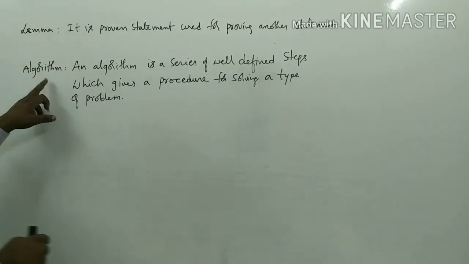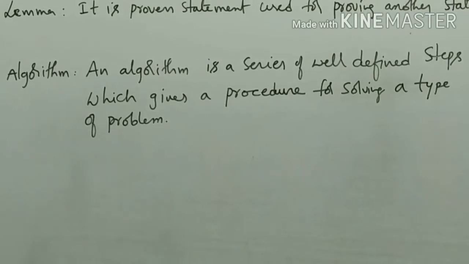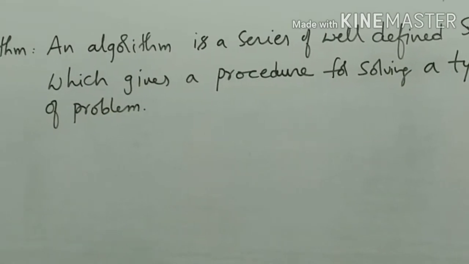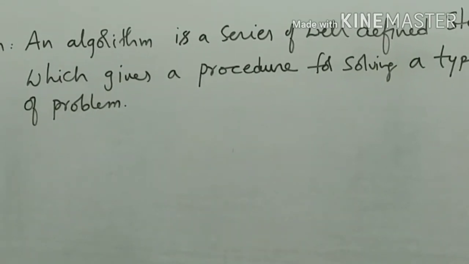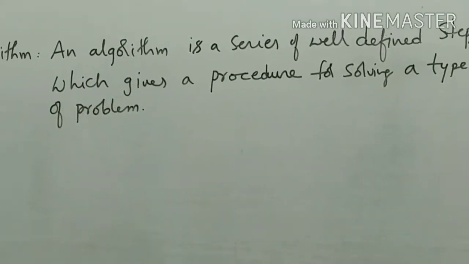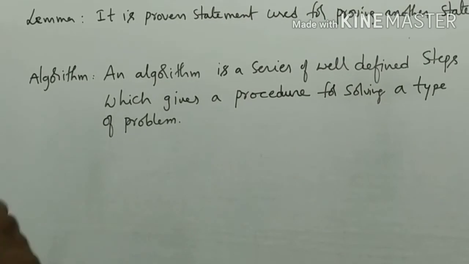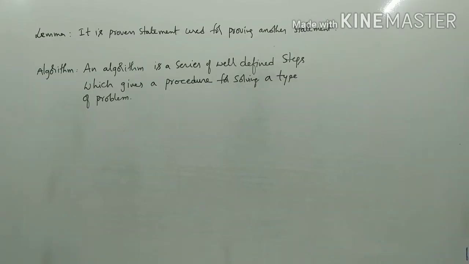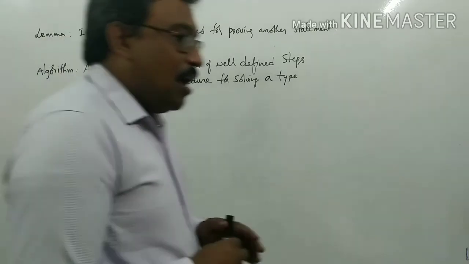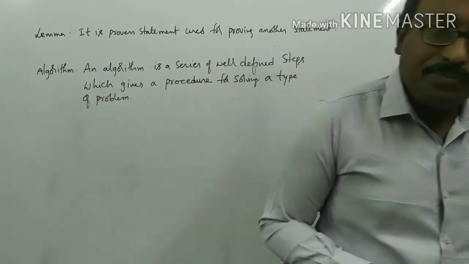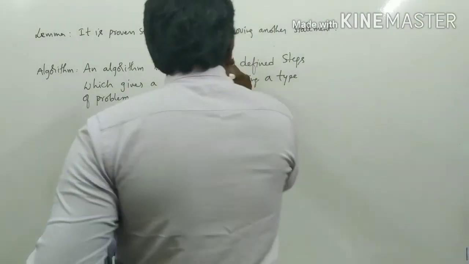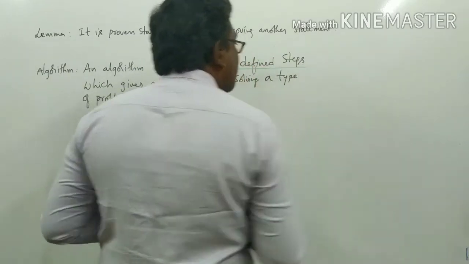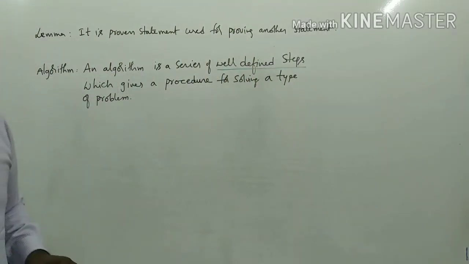The next one is algorithm. An algorithm is a series of well-defined steps which gives a procedure for solving a type of problem. So here it is given, well-defined steps. What is meant by well-defined steps?